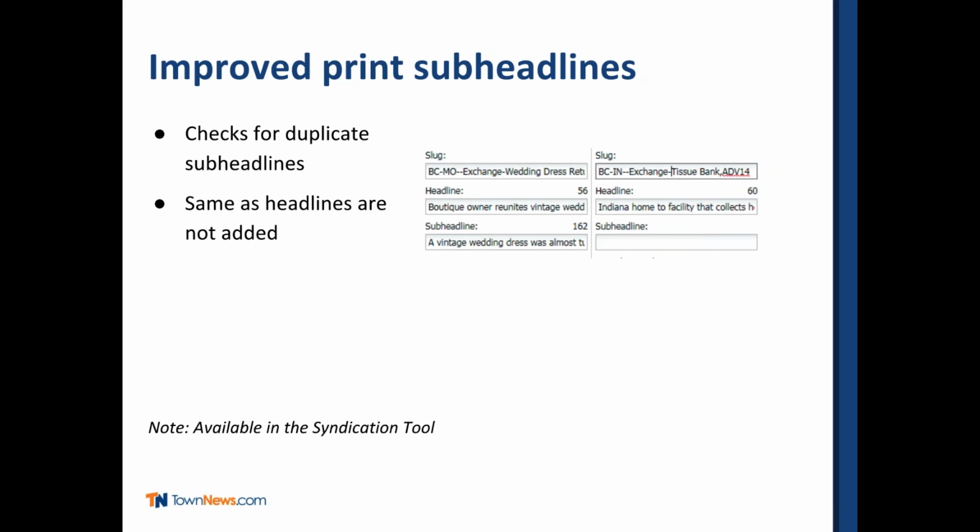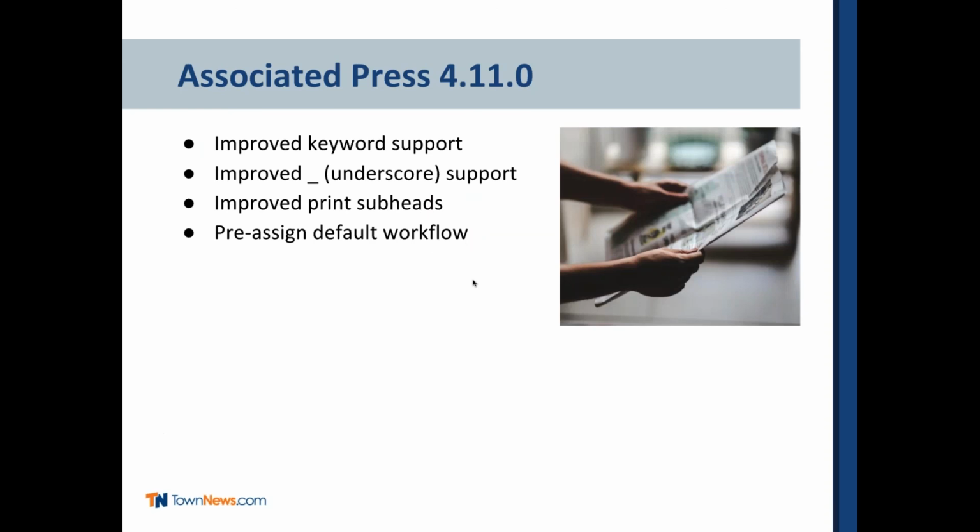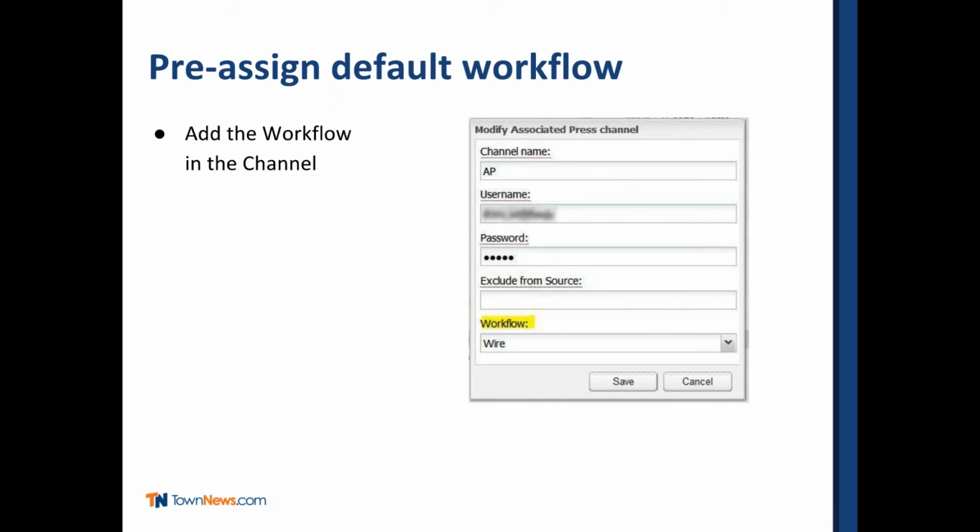If for some reason AP sent the subheadline identical to the headline, we will no longer import it, so the subheadline will be empty. But otherwise, if we find a subheadline that is unique, then we'll use the unique subheadline and we will no longer replicate the headlines. You can also, with the syndication tool, pre-assign a default workflow. So in the Associated Press channel, you can go out here and assign a workflow from this menu in that channel.